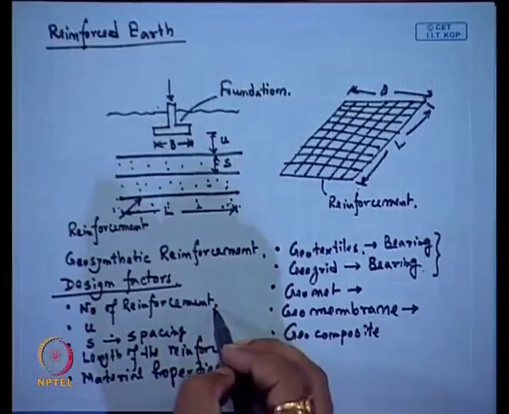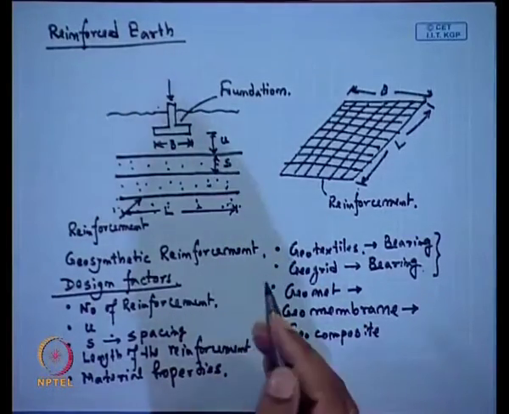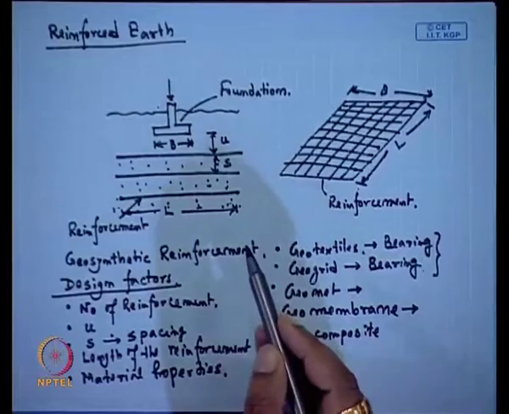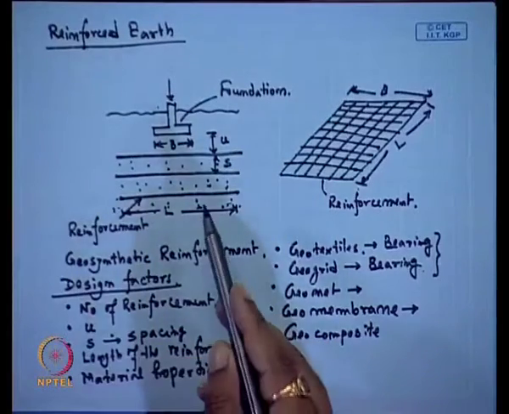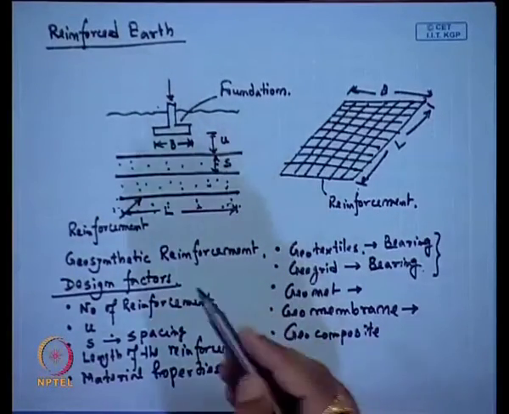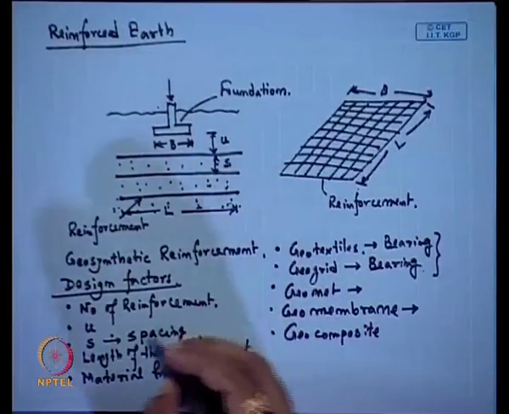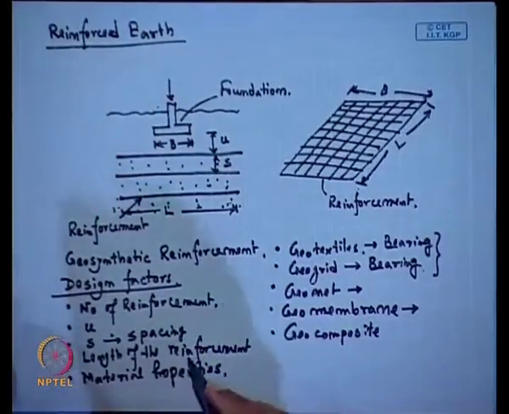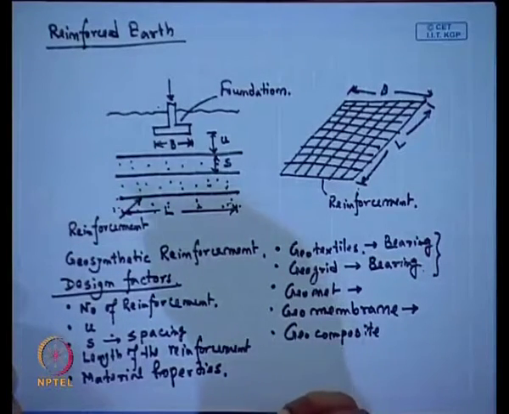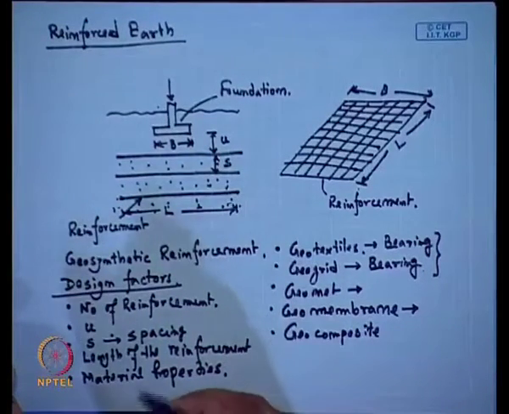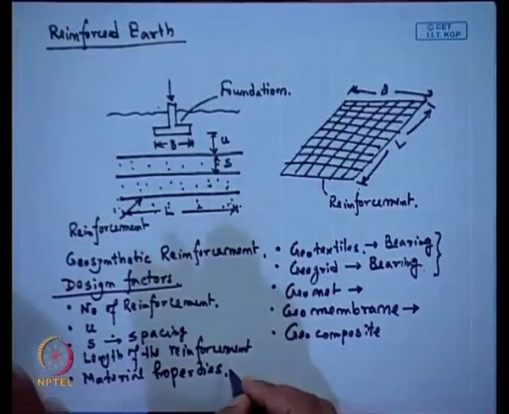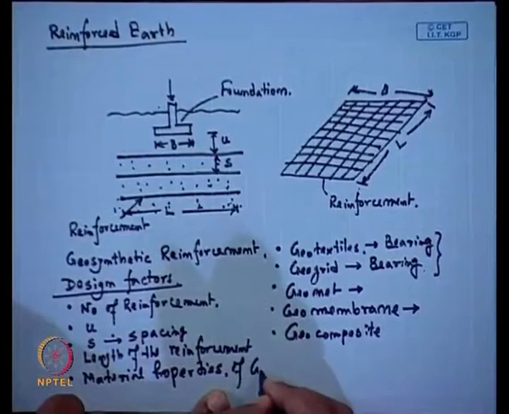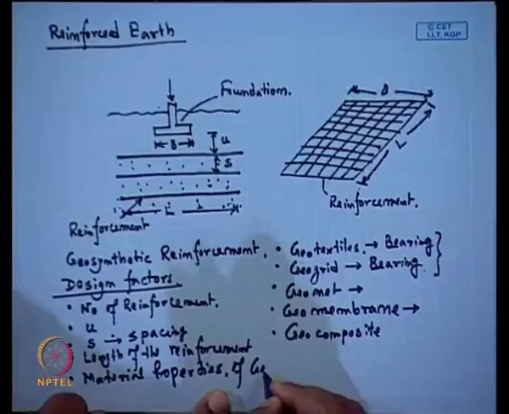So, first we have to decide the number of reinforcement layers that we will provide, then where we will place the first reinforcement layer and why this U is so important, then the spacing between two reinforcement layers. Now, why the length of the reinforcement is very important, and the material properties of the reinforcement, of the geosynthetic.